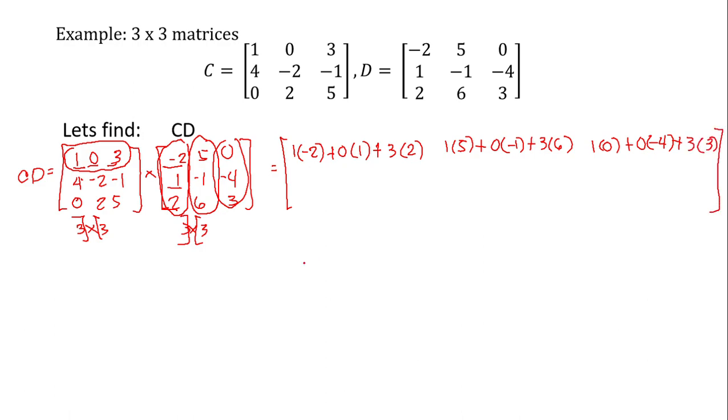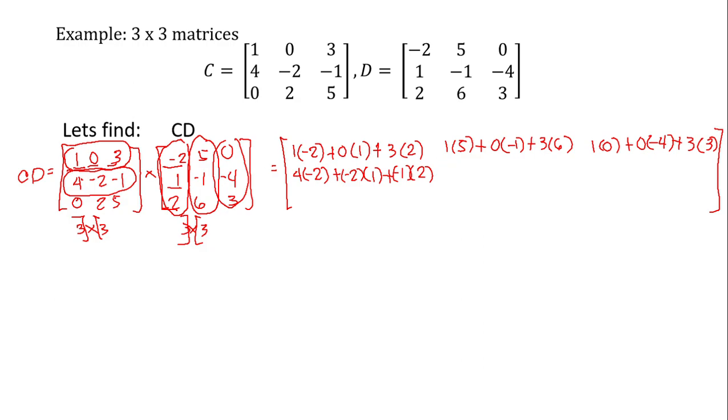Okay? Ayun. After that, doon naman tayo sa second row. And first column, second column, third column. Okay? So, second row, first column muna. So, we have 4 times negative 2 plus negative 2 times 1 plus negative 1 times 2. Tama. Next. Second row, second column.